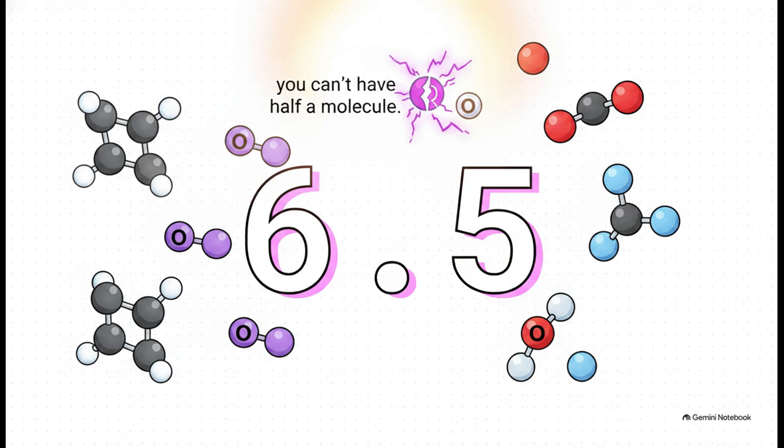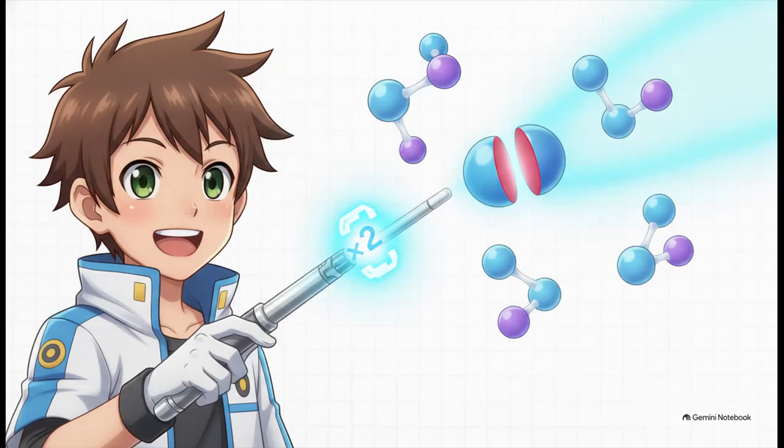But remember, oxygen gas is O2. Nature only hands it out in pairs. So mathematically, we initially require an impossible 6.5 oxygen molecules. And obviously, there's no way you can have half a molecule in a final balanced equation. So what is the trick to fix this?